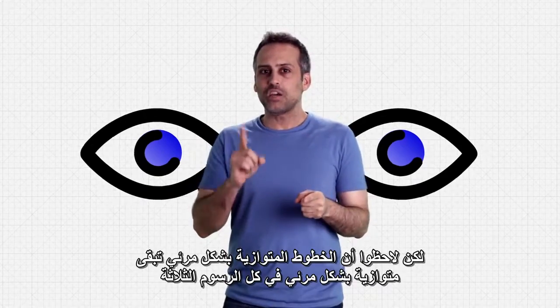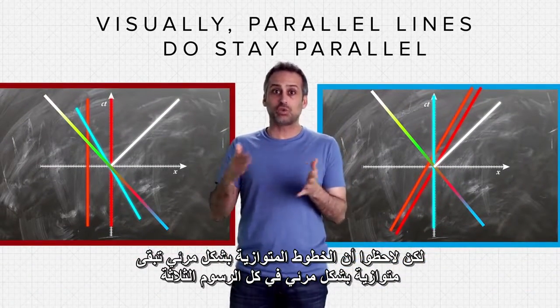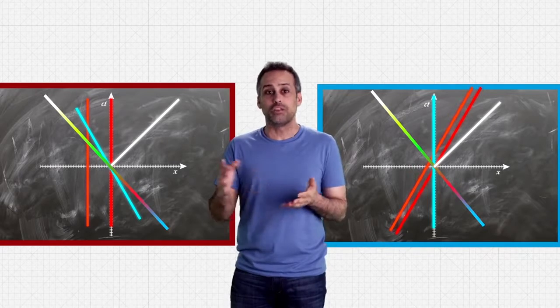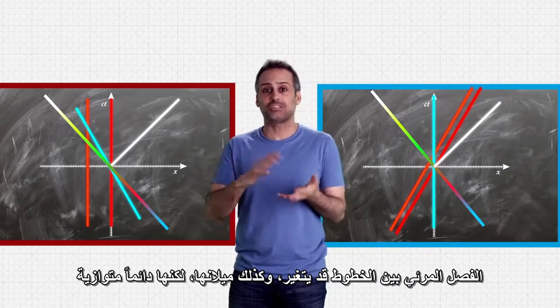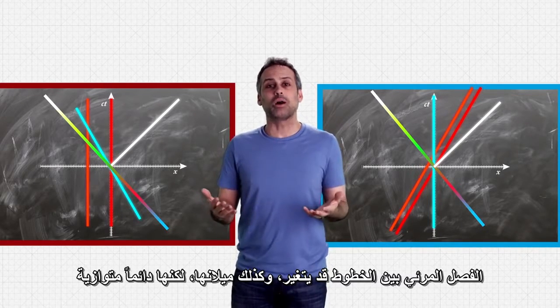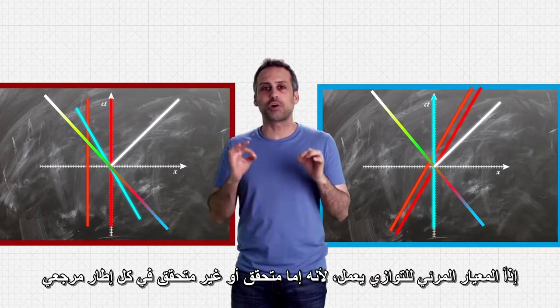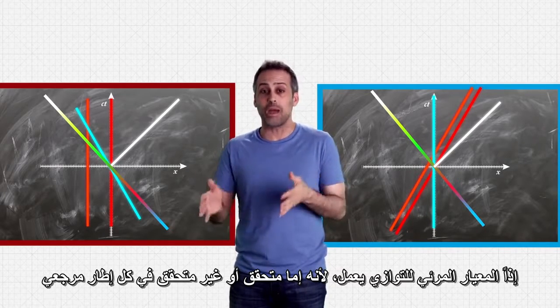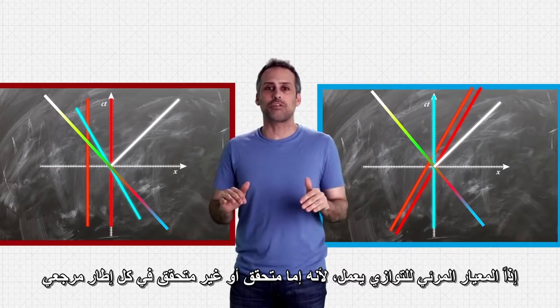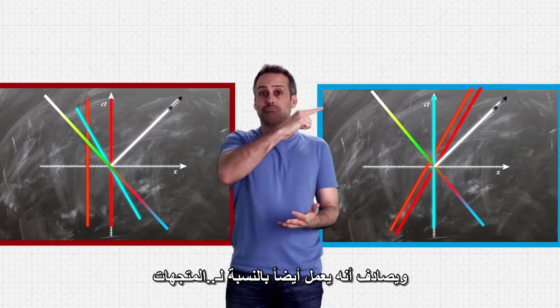But notice that visually parallel lines do remain visually parallel in all three diagrams. The visual separation between lines may change, as does their tilt, but they're always parallel. So the visual criterion for parallelism works, since it's either met or not met in every frame of reference. It also happens to work for vectors.